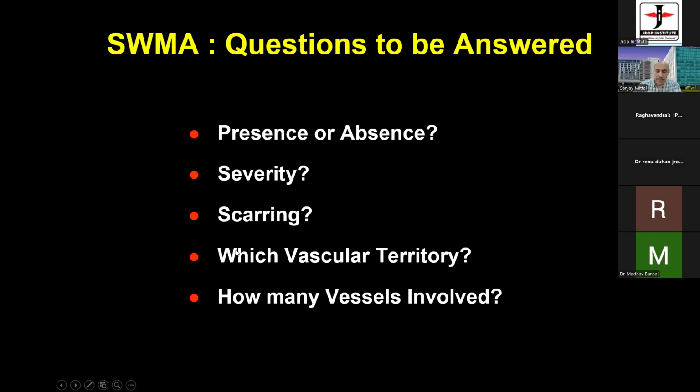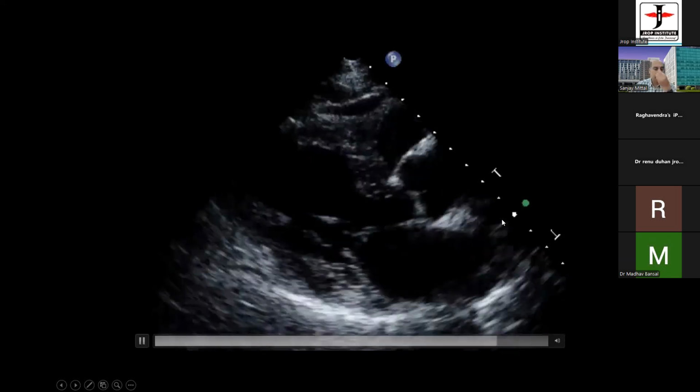The third thing is that we should also be commenting on which artery, whether it is LAD territory, circumflex, or the RCA, whether it is one vessel or multiple, and also is it proximal or distal, because all these factors do have a connotation of prognosis.